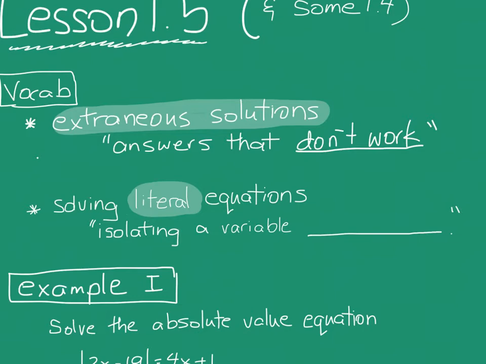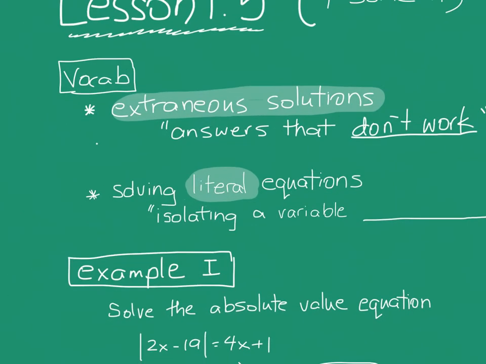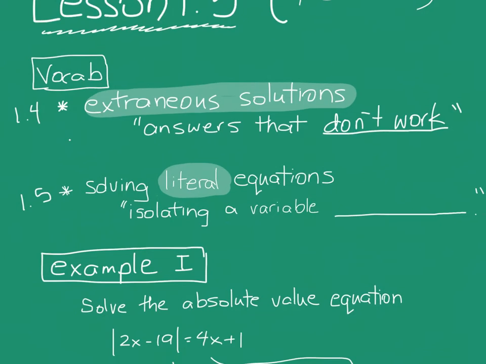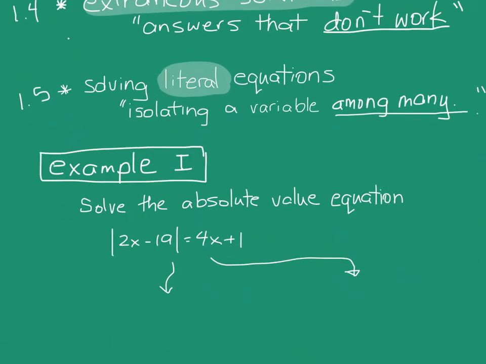The second type of problem that I'll be doing today is from 1-5. This is the 1-5 part, is solving literal equations. And you'll be doing many of those. So make sure you write down that word, literal equations, and what it means is to isolate a variable among many variables. Okay? So you won't just have a single variable you're getting by yourself, but you'll have lots of different variables, and you've got to get one of them itself.